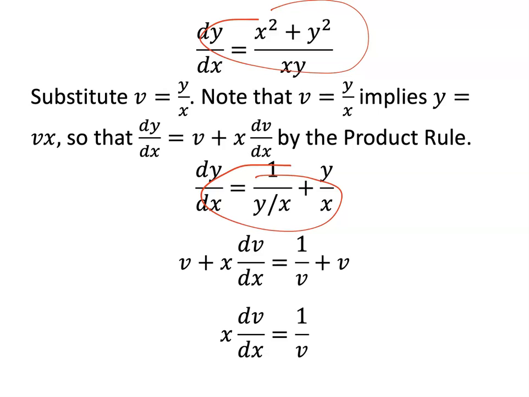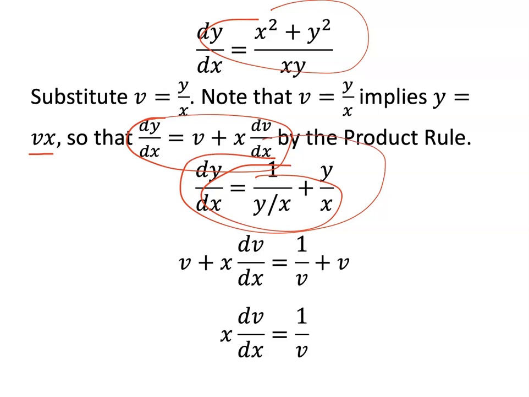Notice that v equals y over x implies, as we saw a moment ago, that y equals vx. So let's take the derivative of both sides. dy/dx equals v plus x dv/dx by the product rule. It's going to be the first times the derivative of the second plus the second times the derivative of the first. In other words, v plus x dv/dx.